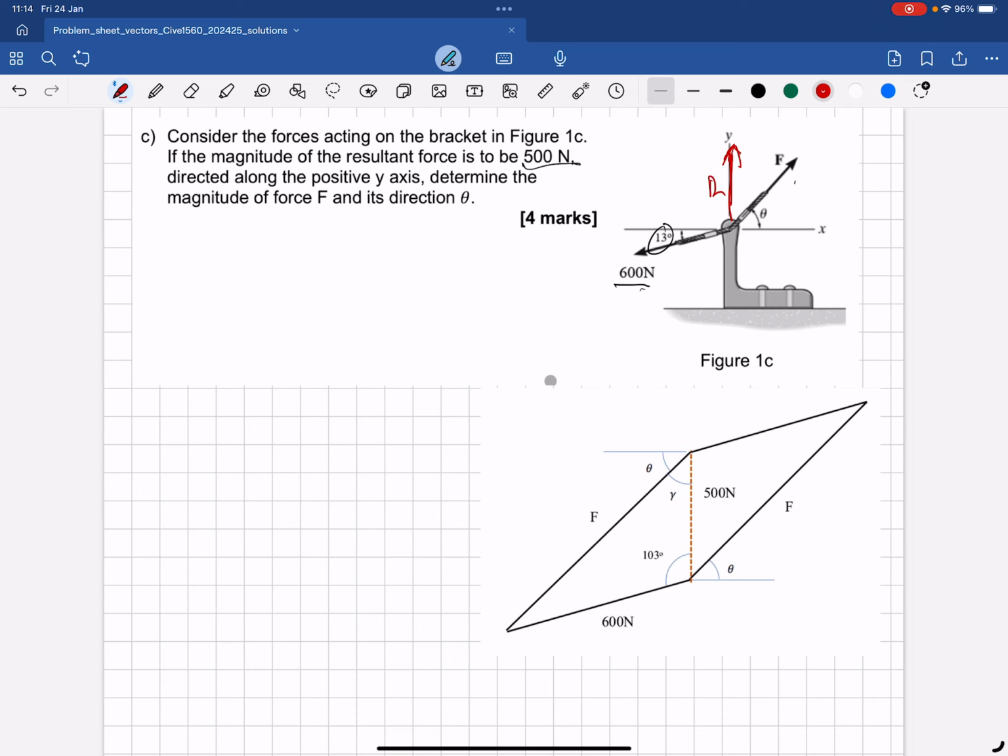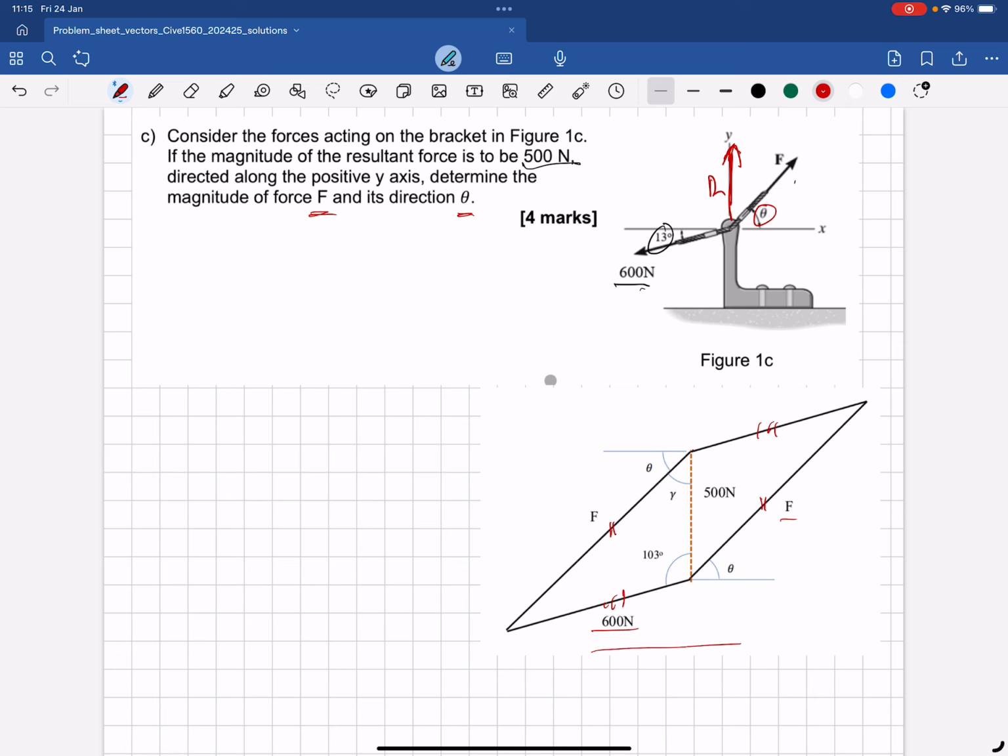Determine the magnitude of the force F and its direction theta, this angle theta. So the first thing to do is sort out your angles and diagram of forces. I've done this in this diagram here. I have F here, 600 here. I have F equivalent over here and 600 equivalent over here.